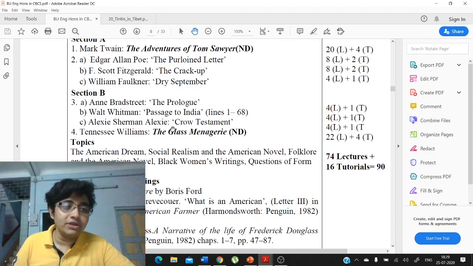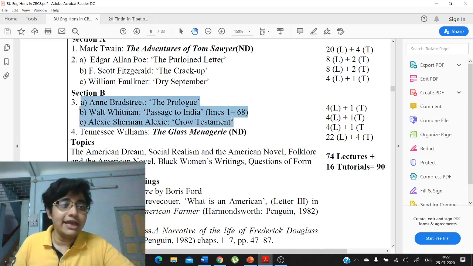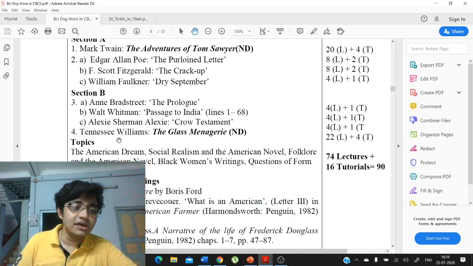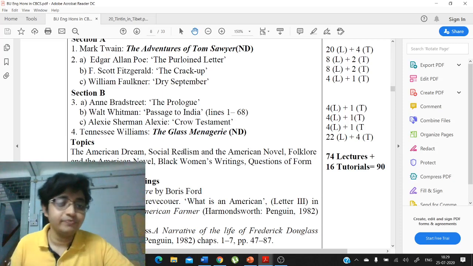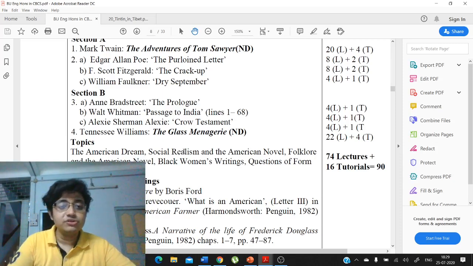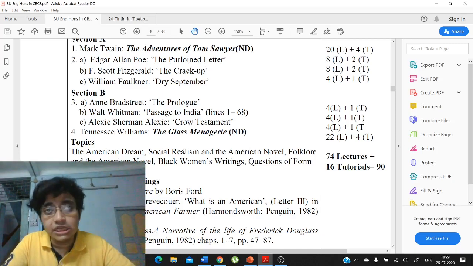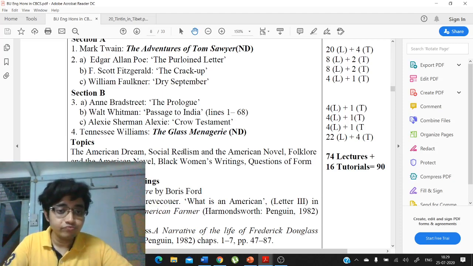You have to read in section 2 some famous American poems like Anne Bradstreet's The Prologue, Walt Whitman's Passage to India, only lines from 1 to 68, Alexie's The Crow Testament. And you have to read about Tennessee Williams' The Glass Menagerie, a famous canonical drama about the American dream, The Glass Menagerie.